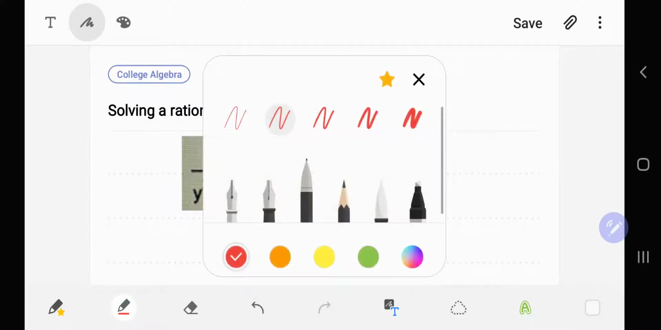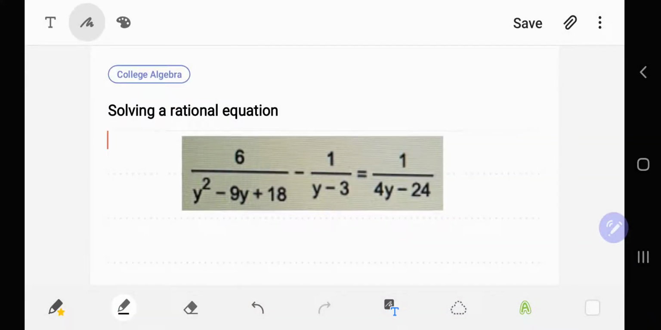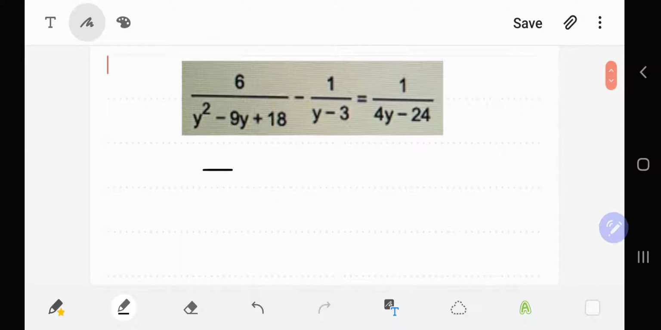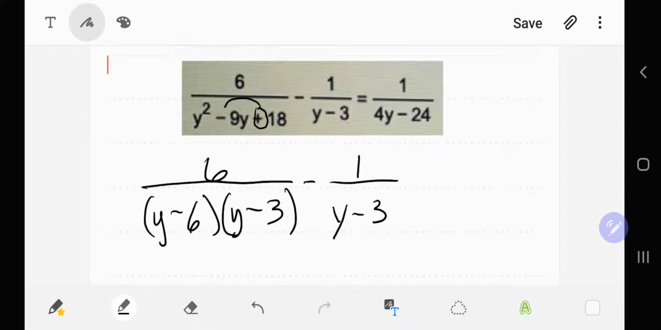So, to begin with, we're going to grab our black pen. And we're going to say the first denominator is going to factor as, if we read the signs, they're both going to be negative. We're going to have y and y. And the numbers that multiply to make 18 that add to make 9 are 6 and 3. Minus 1 over y minus 3. Y minus 3 won't factor, so we just bring it down.